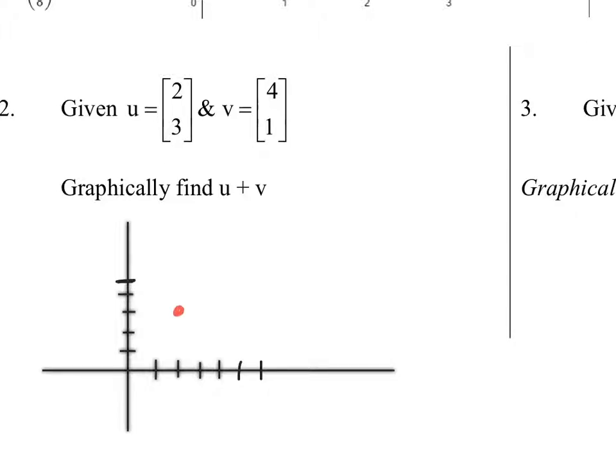So I'm going to plot (2, 3) right about now. I'm going to draw a vector going to it. I'm going to call that u. Then (4, 1) right about now. I'll do that in blue. I'm going to draw a line going there. Now, it says graphically find u plus v. You know that you could add these two vectors: 2 plus 4 is 6, 3 plus 1 is 4. So you already know the answer, but this says to graphically find the sum of the two vectors.